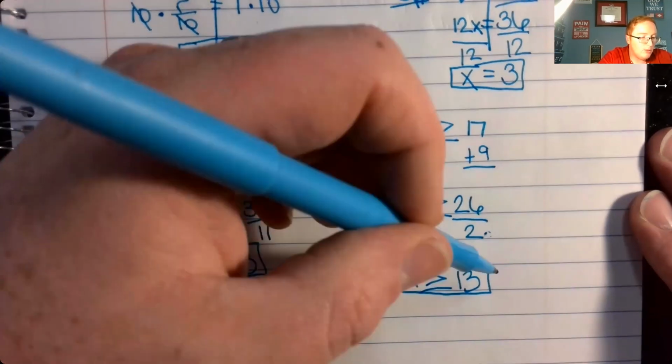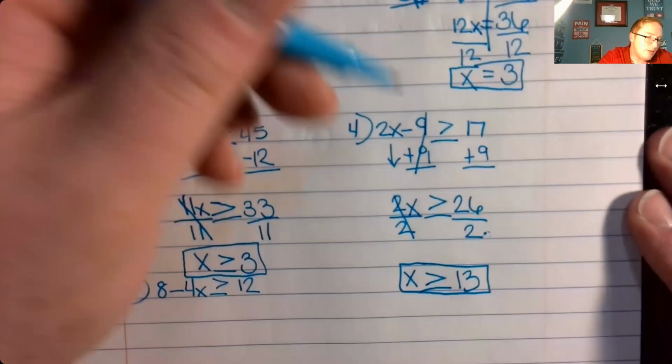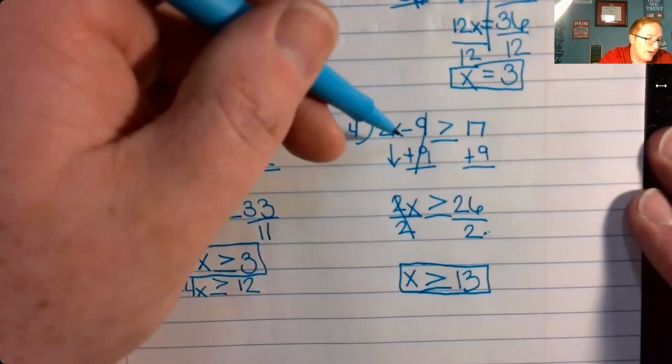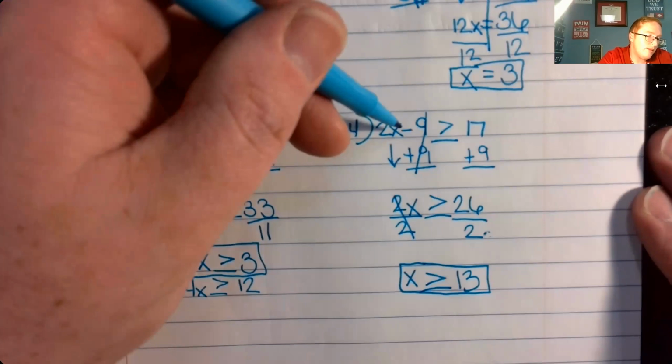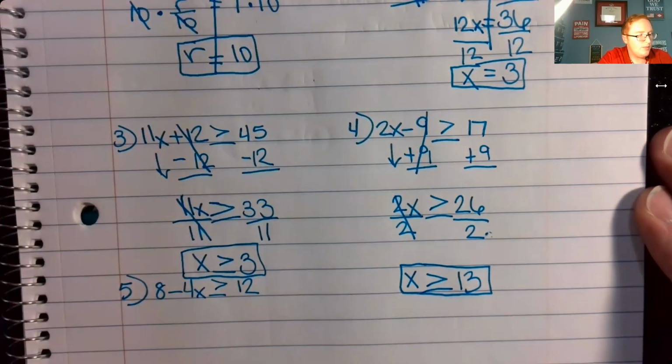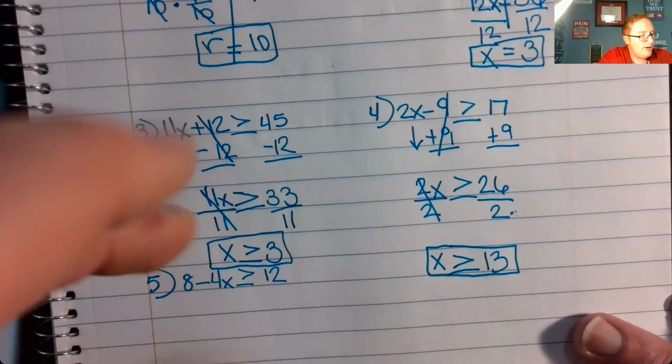I could even try any number that's bigger than that, or equal to that. So we already tried equal. If I did 14, 2 times 14 is 28. 28 minus 9, yeah, that works, right? 19. Okay, let's go ahead and do number 5 now.